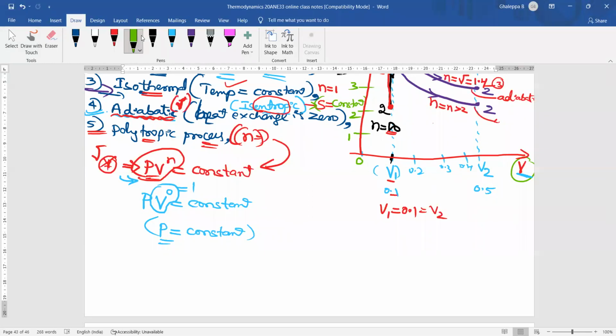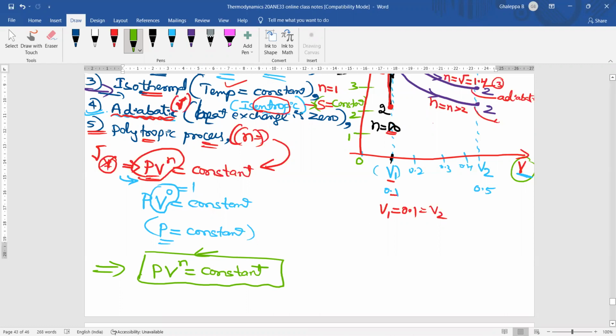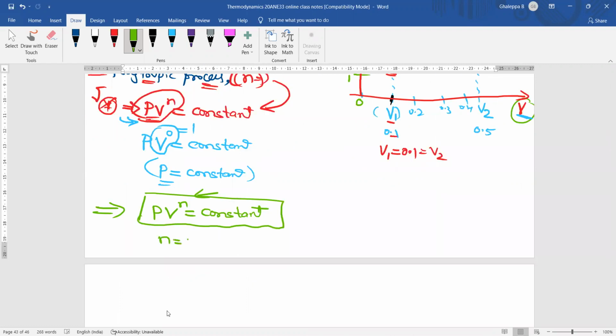And dear students, first and the best equation, you remember this: PV to the power of n is equal to constant. Always remember this equation. All remaining equations are based on this. I will give a hint how to remember. If you put n is equal to 0, what will you get? P is equal to constant. P is equal to constant means isobaric process.